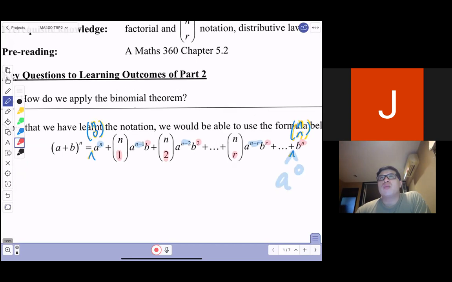So this is a brief intro to the formula. If you are lost, don't worry. Later on, I'll give you an example of how to apply the formula. So the formula looks something like that: n choose 1, a power n minus 1, n choose 2, a power n minus 2, and so on.